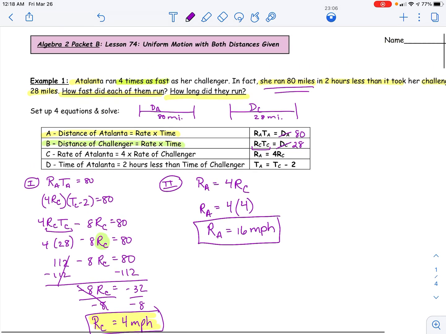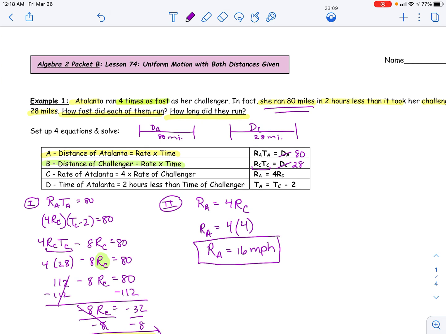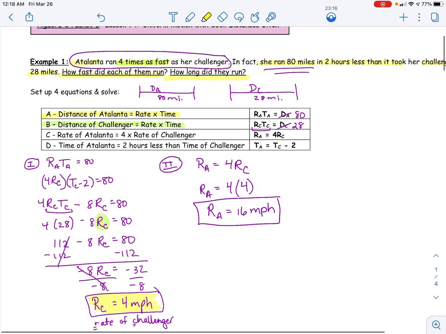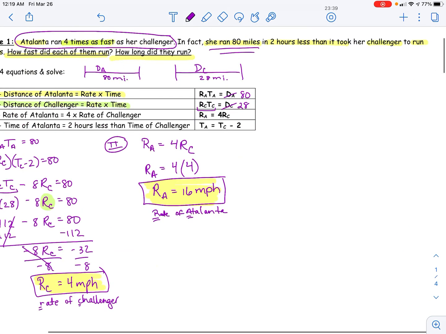Okay, and does that make sense? Because in the problem, go look at example 1 up here. I'm going to circle with purple so you can see where I'm at. Atalanta ran 4 times as fast as her challenger. So does that ring true now? Says she ran 16 miles per hour. Is that 4 times as fast as the rate of the challenger? Yes, it is, because the challenger ran 4 miles an hour. So 4 times 4 is 16. So right under here, this is the rate of Atalanta. Just so you remember, so that's R sub A.